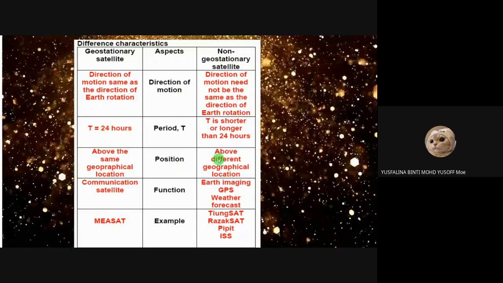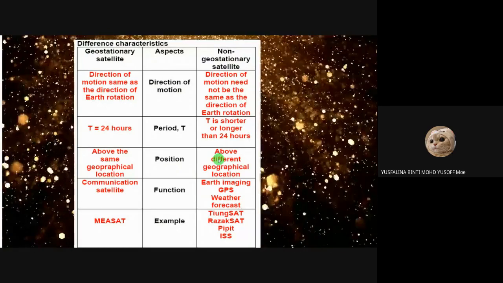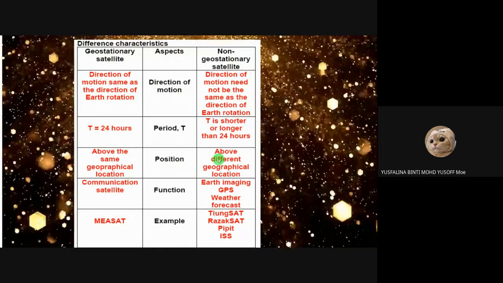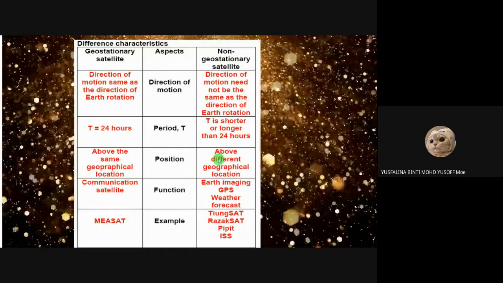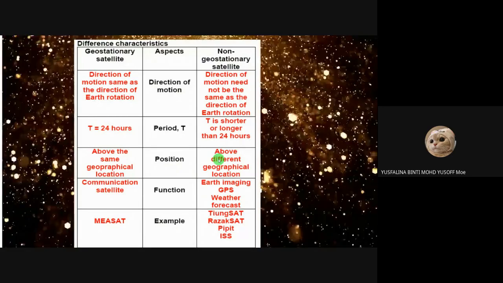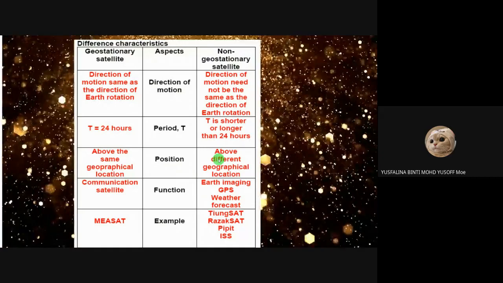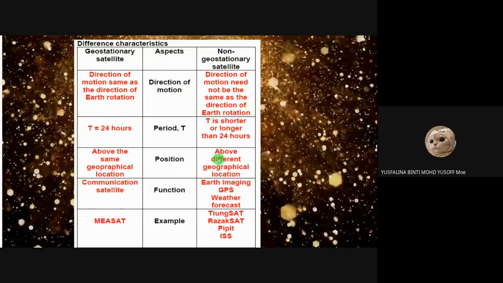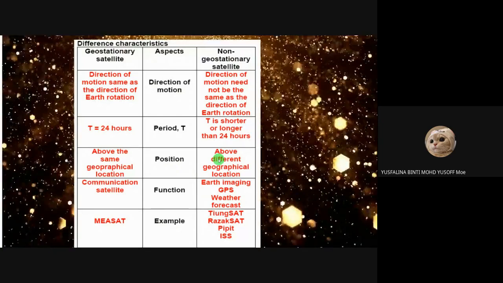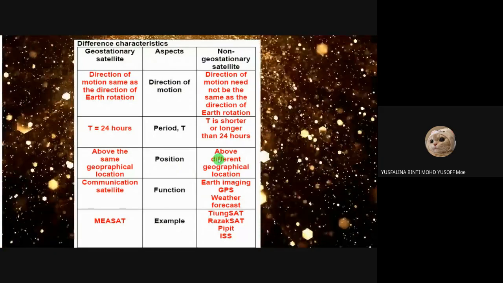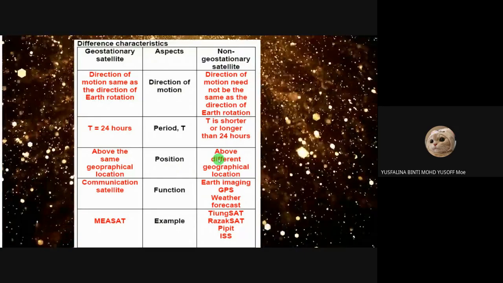And for the function, we use the geostationary satellite as a communication satellite, and for the non-geostationary satellite, we use it for Earth imaging, GPS, or weather forecast. So of course you need to know, let's say just now, I think you already read in the Facebook or in the news about the ice, right?